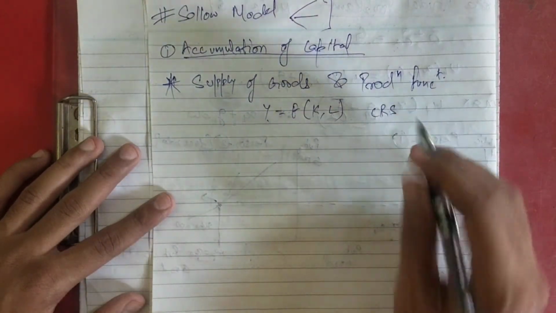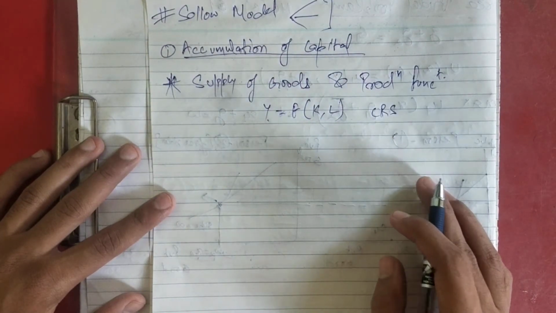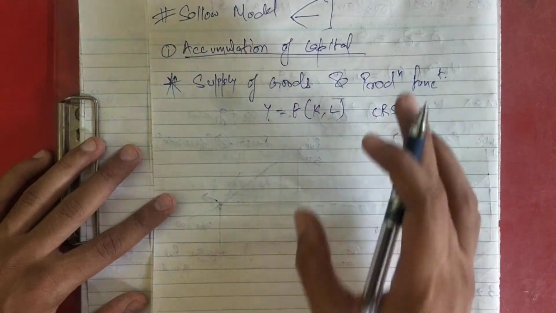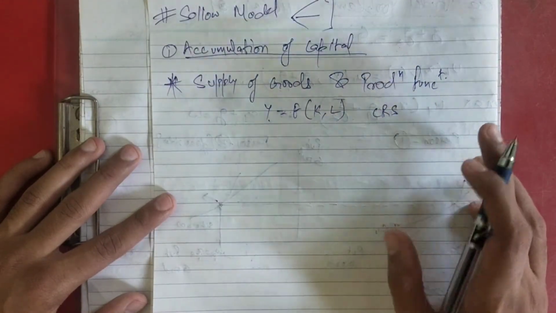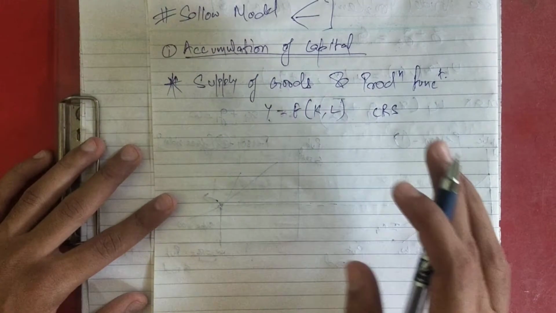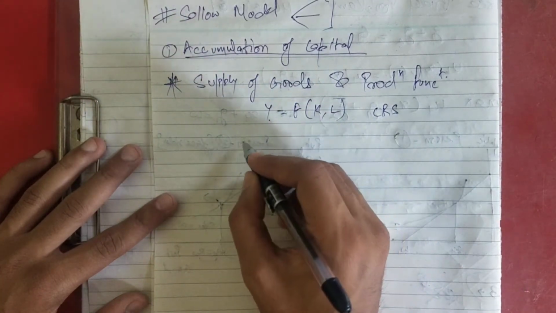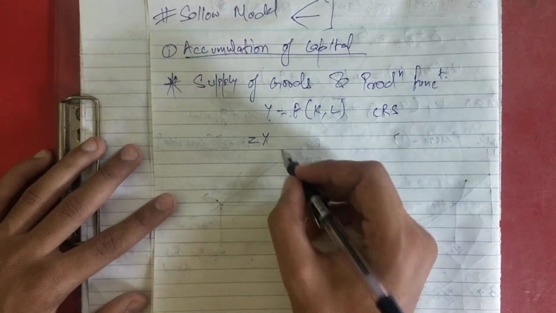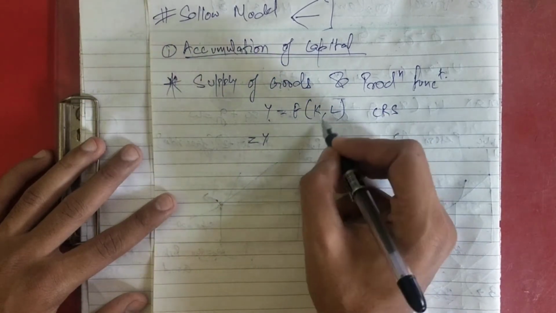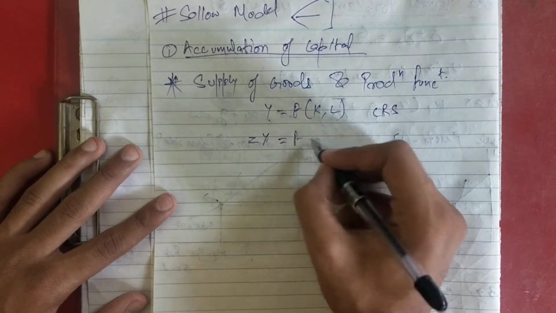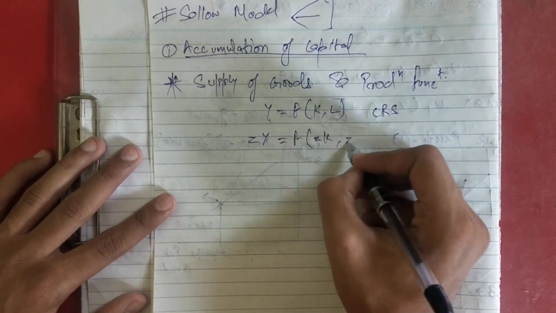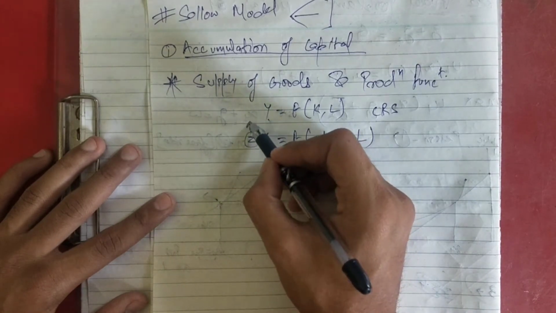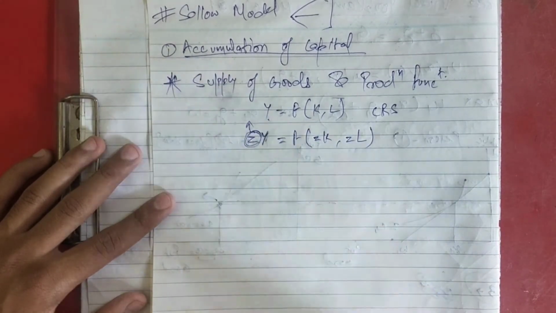It is assumed that the production function is CRS. And what does it imply? It implies that if the inputs are increased in a given fixed proportion, then output will also increase in the same proportion. If I show it from the equation, let's say all the inputs are increased by a proportion Z: ZK, ZL. You can see your output will be increased by Z only.